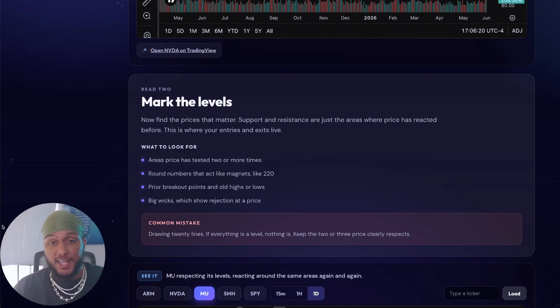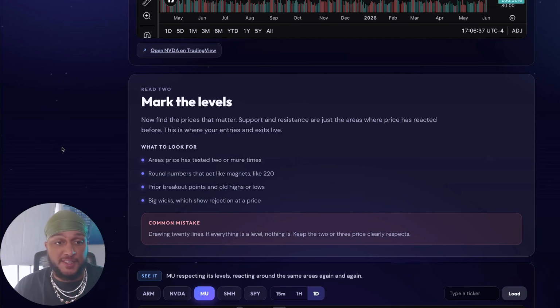Now, if you guys don't want to get the indicator, you just want to freestyle like Lil Baby said, all you're really looking for is areas of support and resistance where price interacted multiple times, or an all-time high, higher low, something where a swing high or swing low could be established. So what to look for? Areas that price has been tested two or more times.